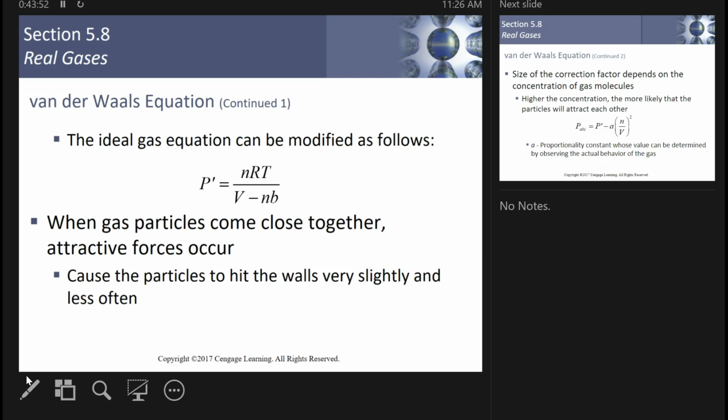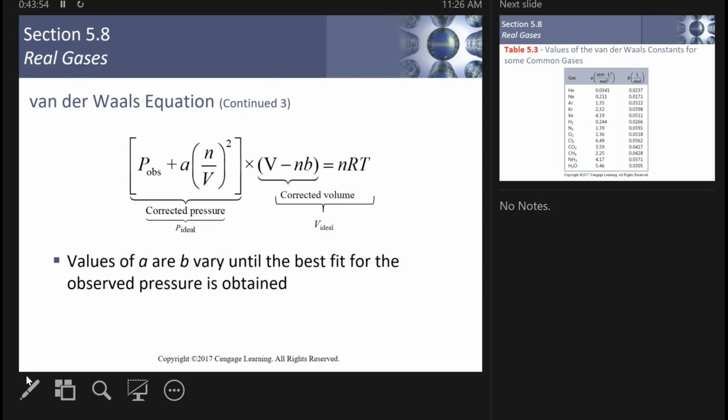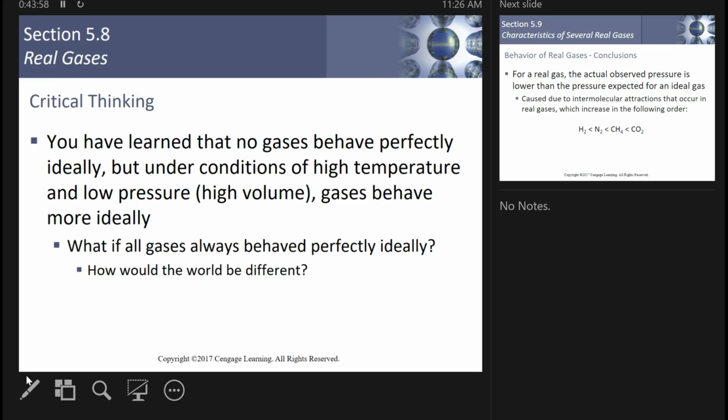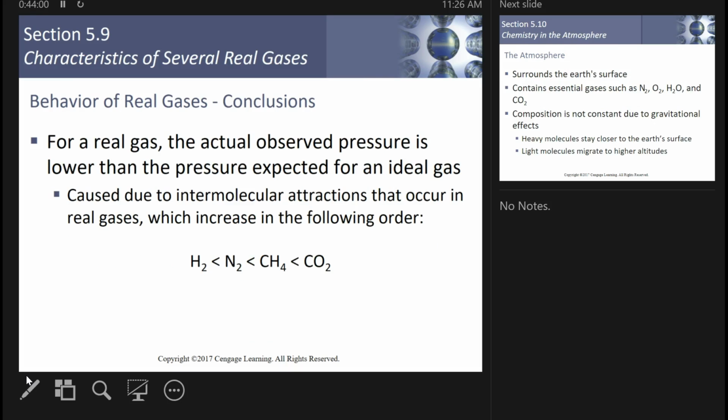All right. We don't do the van der Waals equation, so you can ignore it. Once again, ignore the van der Waals equation. We'll talk about the interaction, but that's different from this. Okay. Let's wrap this up. For a real gas, the actual observed pressure is lower than the pressure of the ideal gas. And the reason for that is intermolecular forces.